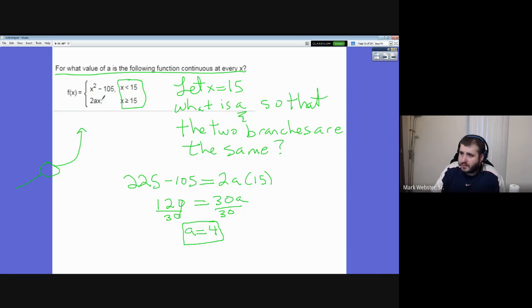So for one like this, where they ask you to find a value of A, look at the two pieces, figure out where they're supposed to meet. In this case, it's at 15. Set them equal to each other where x is 15. Plug 15 in for x and then solve for A, and there's your answer.